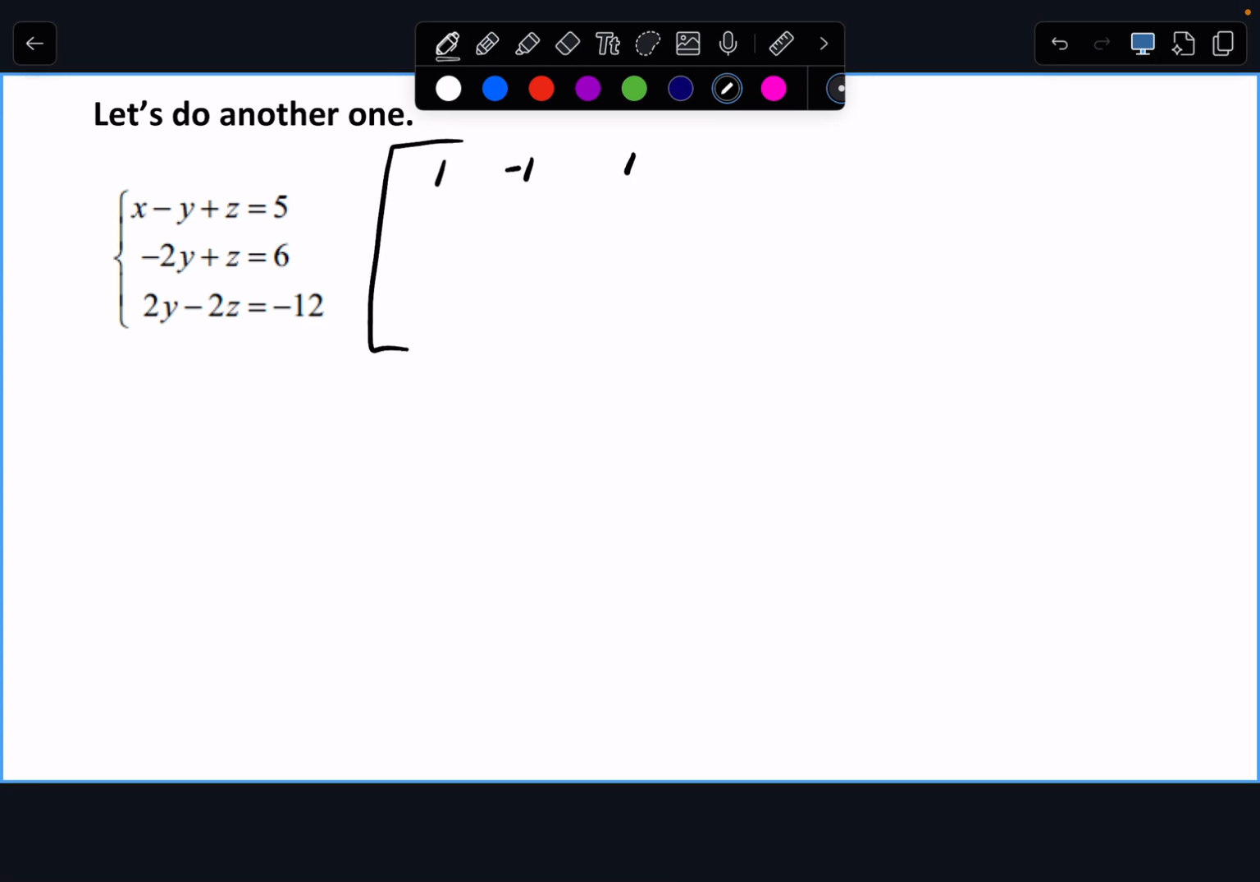1, negative 1, 1, 5. I'm going again. 0, negative 2, 1, 6. 0, 2, negative 2, negative 12. Write it as an augmented matrix.